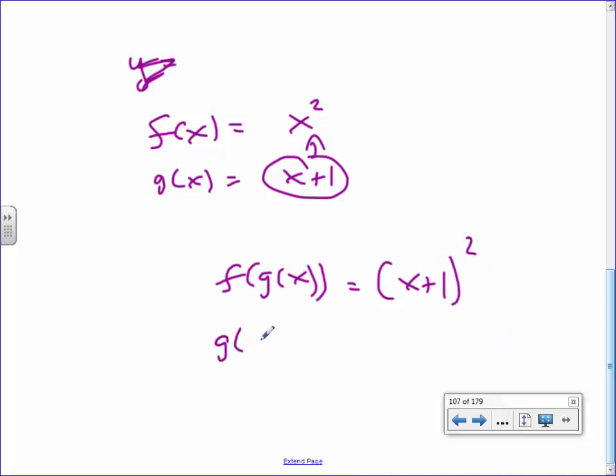What if I were to ask you for g of f of x? Okay. Now, in both of these cases here, you have to take x squared and add 1, but order matters.